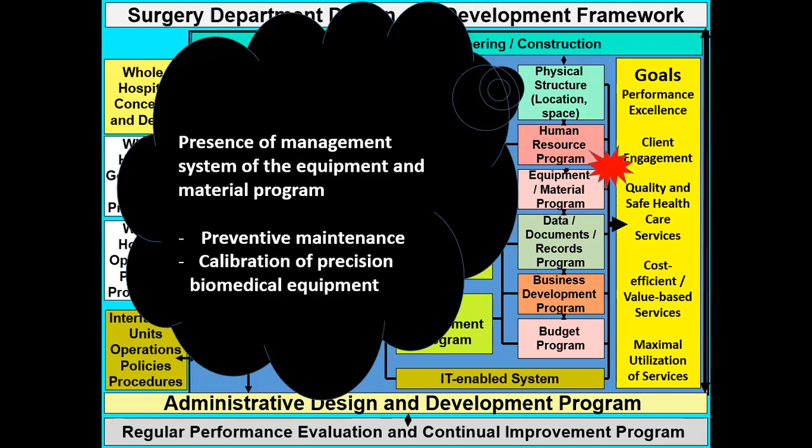Again, there must be a document showing the presence of a management system of equipment and materials, which includes, among other things, which are very important and often lacking in most hospitals, the preventive maintenance and calibration, especially of the precision equipment, biomedical equipment.